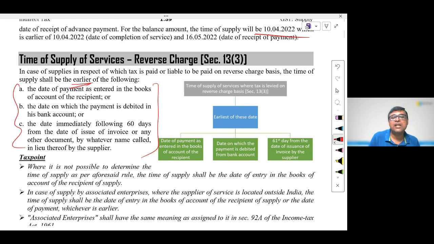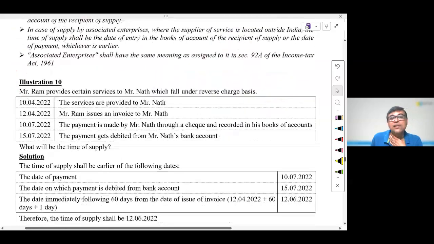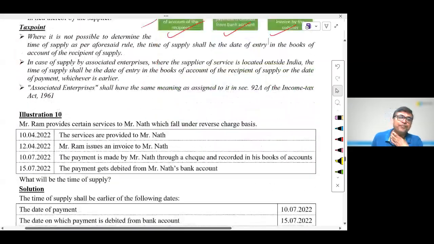The date of payment entered in the books of accounts, the date when the amount is debited in your bank account, and the date immediately following 60 days from the date of issue of invoice by your supplier. That means the 61st day. The date of payment as entered in the books of accounts, the date on which the payment is debited, and the 61st day from the date of issuance of invoice by the supplier, whichever is earlier should be considered as your time of supply.